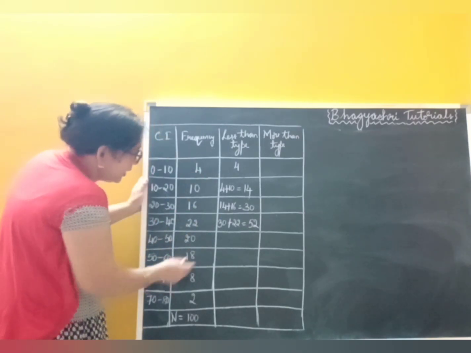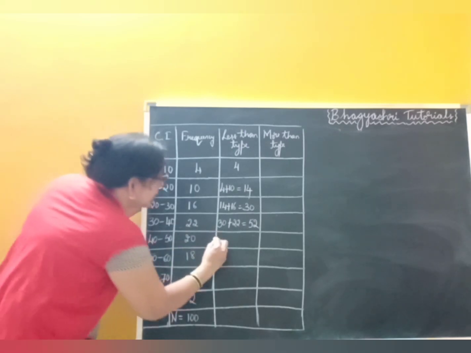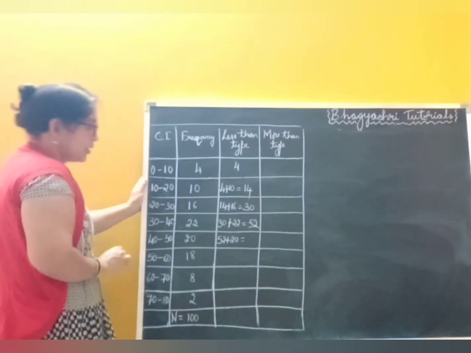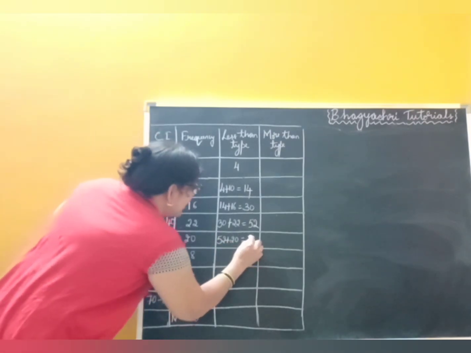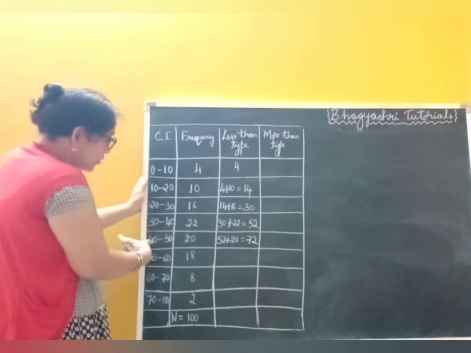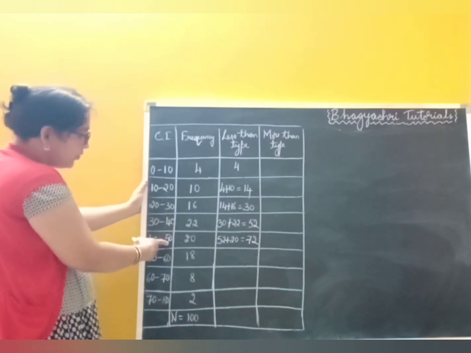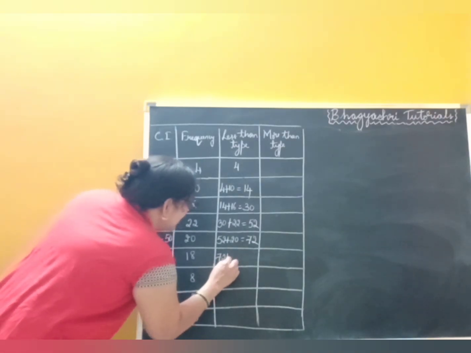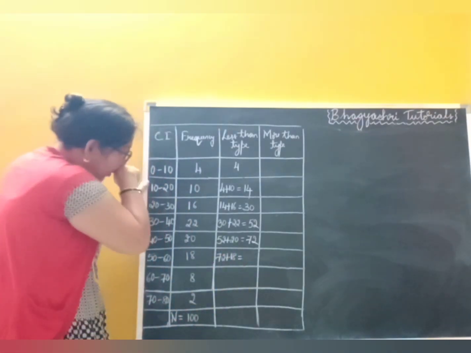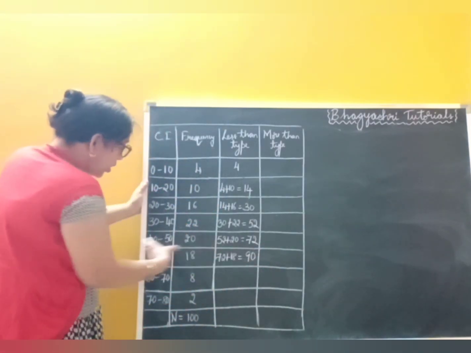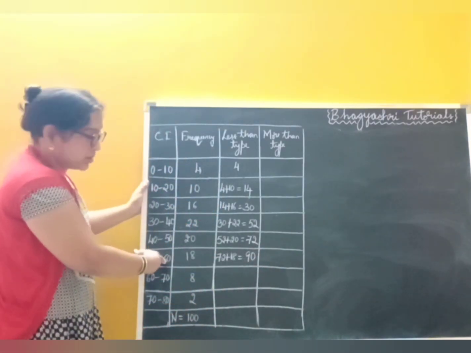Next it is 52 plus 20. 52 plus 20 is equal to, yes, how much is it? 72. There are 72 students who have got marks less than 50. Next, 72 plus 18 is equal to 90. There are 90 students who got less than 60 marks.